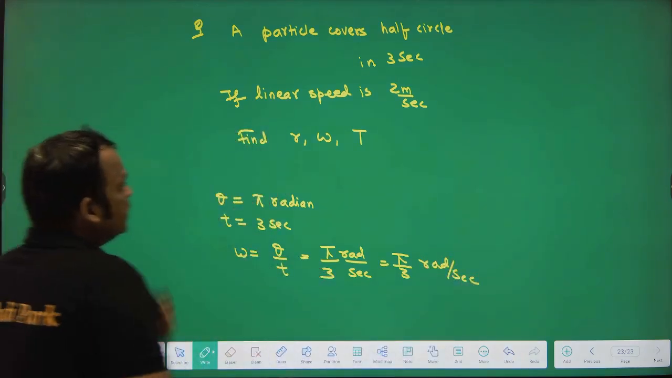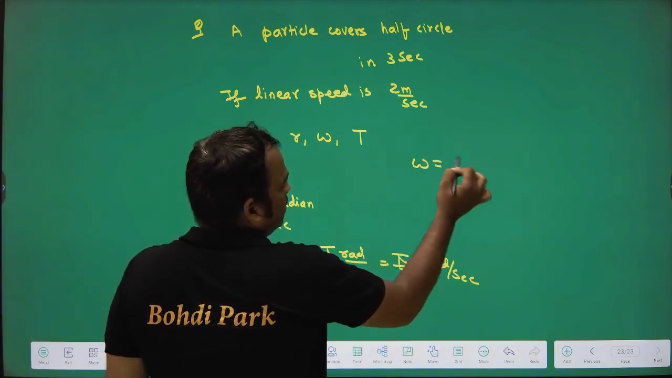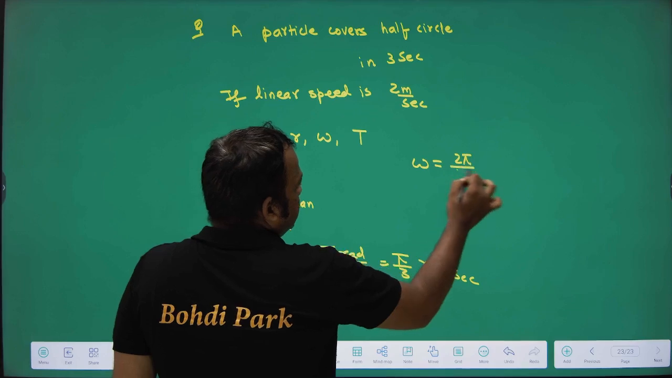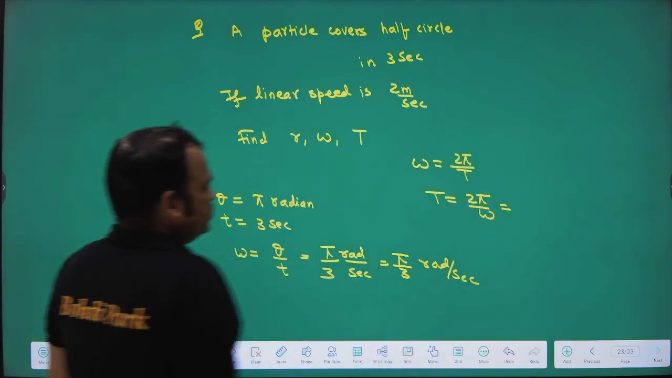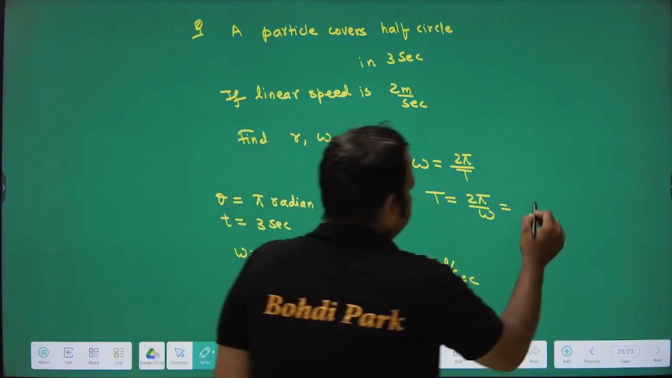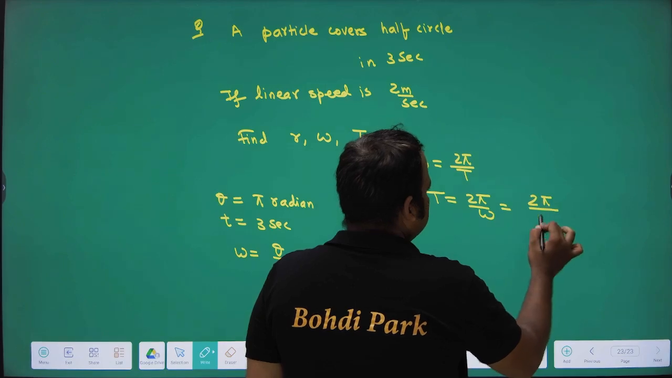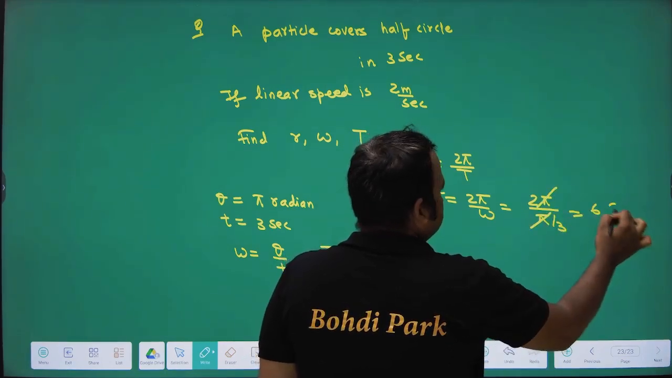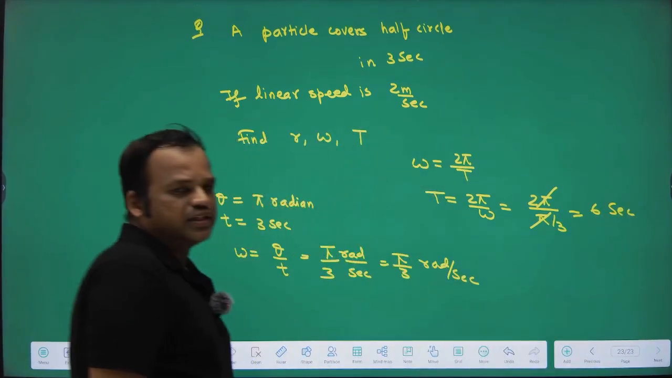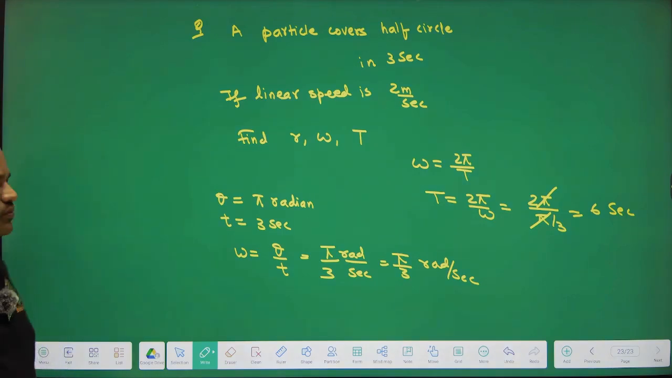Now the time period can be calculated using this formula. Omega is equal to 2 pi by T. So T is equal to 2 pi by omega. So omega is pi by 3. So we have this as 2 pi by 3. Pi cancel. It will become 6 seconds. So time period is 6 seconds.